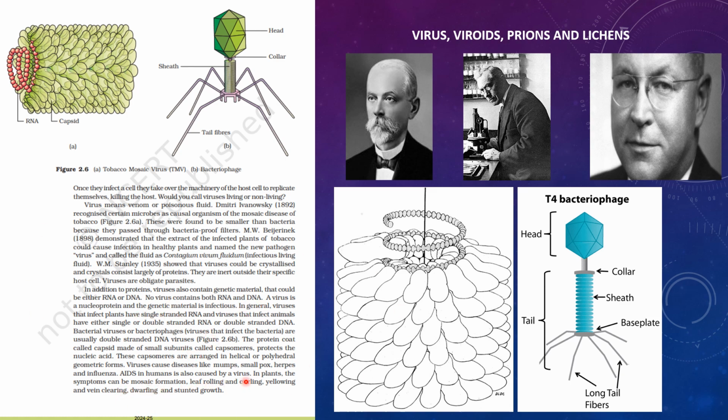AIDS is caused by a virus, and viruses have a structure. They have an outer covering called the capsid. It is mainly made up of capsomeres, the subunits of the capsid, and they have either DNA or RNA. Now coming to the bacteriophages. Bacteriophages are viruses that attack bacteria. They have a head in which we can see the nucleic acid, either RNA or DNA. There is a collar-like structure, a sheath, and tail fibers. These are the structures of a bacteriophage.